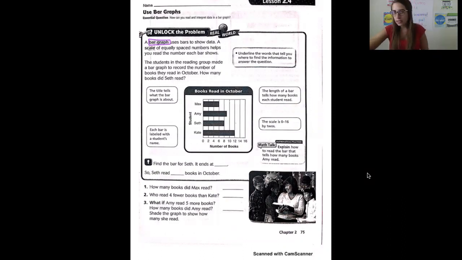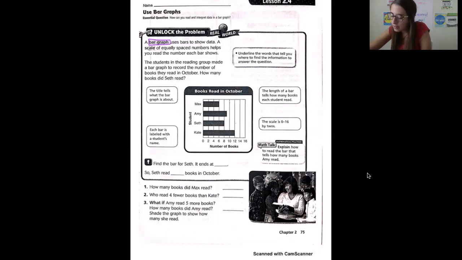Now, it's going to tell us a little bit about the bar graph. It says, the students in the reading group made a bar graph to record the number of books they read in October. How many books did Seth read? So what we're going to do is go through the different components of a bar graph before we get started.